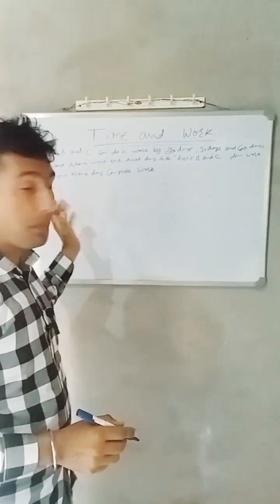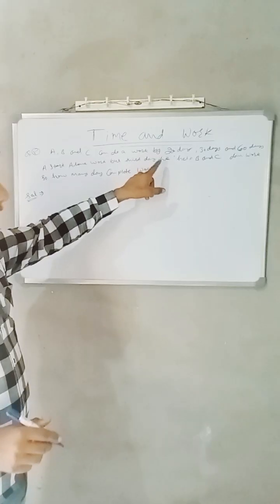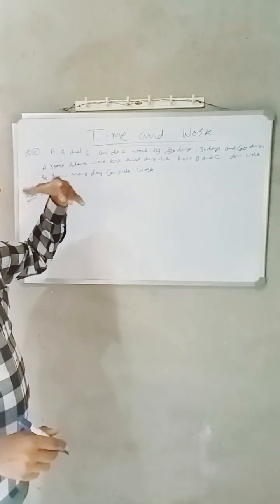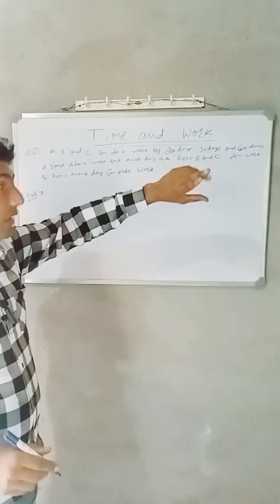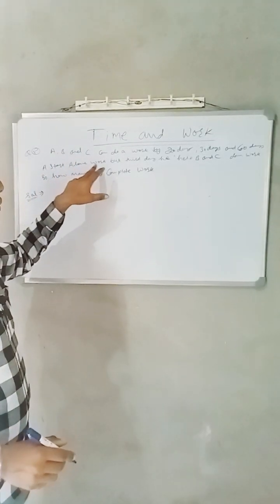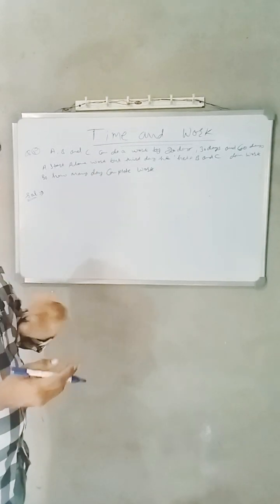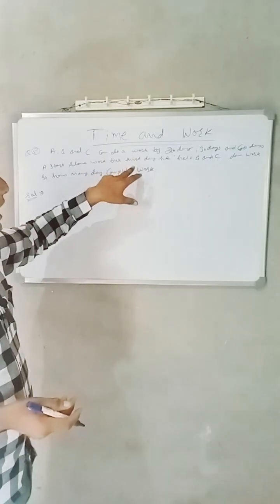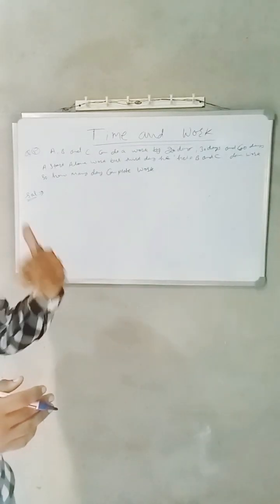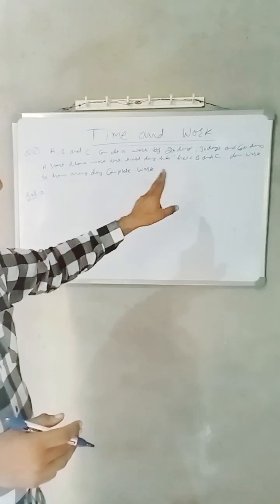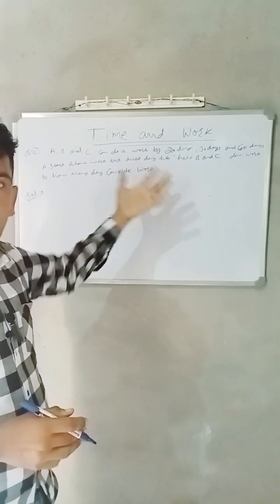Okay guys, now we start the next. Fifth question: A, B and C can do a work in 20 days, 30 days and 60 days. A completes the work in 20 days, B in 30 days and C in 60 days. A starts the work alone, but B and C don't work. But on the third day he helps B and C. So how many days to complete the work?